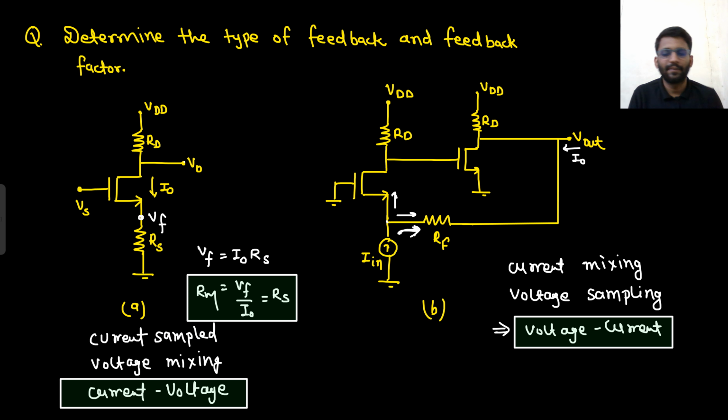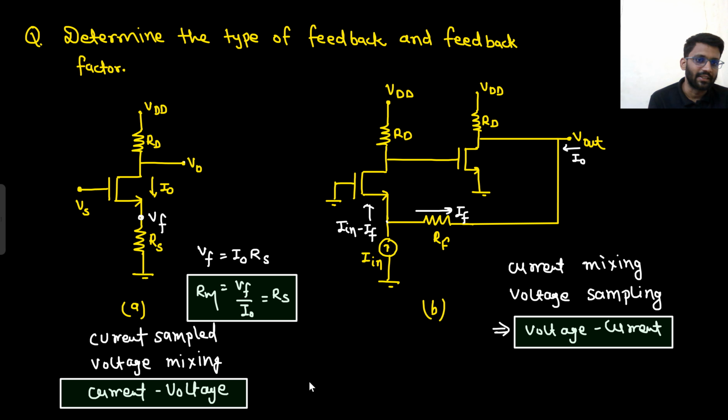Now let's determine the feedback factor. So this is very interesting. So what kind of feedback topology we saw here? The feedback topology is voltage current. So voltage will be sampled, it will generate some feedback current and it will be mixed with the input. So the input that is going into the MOS will be IN minus IF, right? The voltage will generate some feedback current and the current that is going into the MOS will be IN minus IF. So there is current mixing and from output voltage it is coming. So you need to determine this IF.